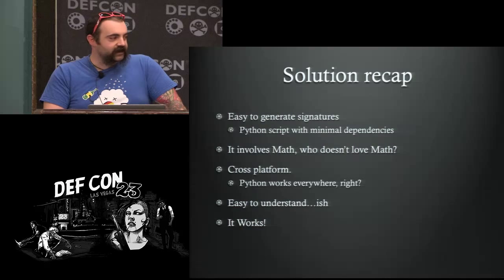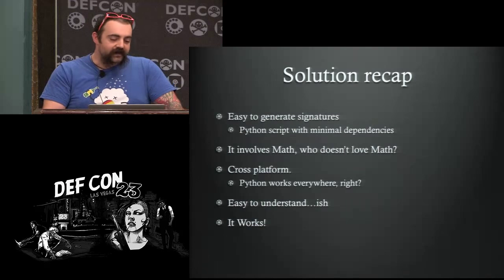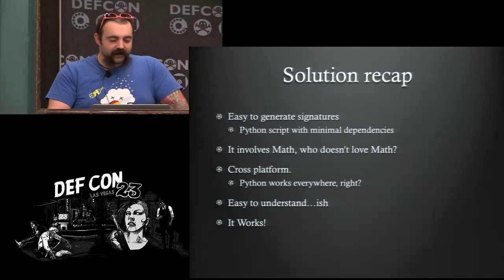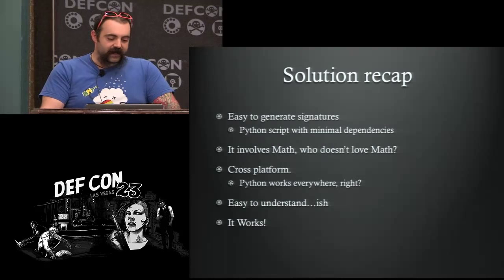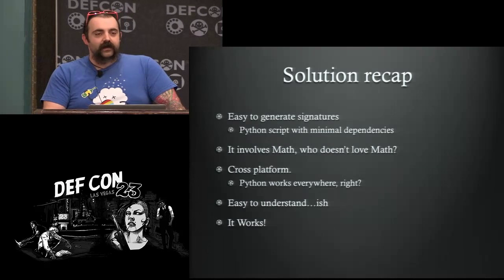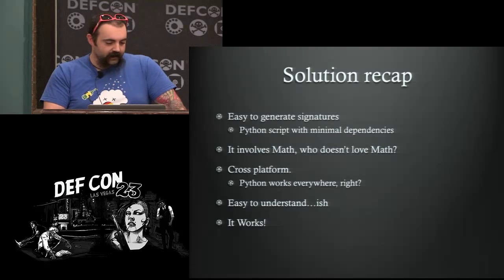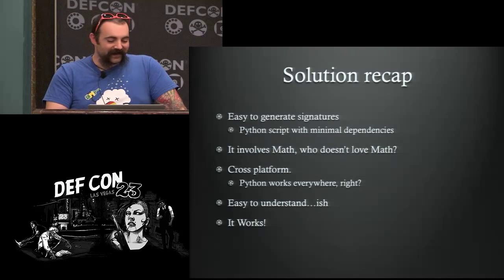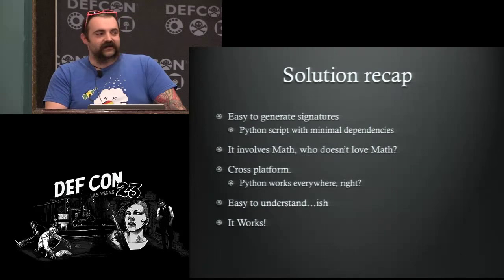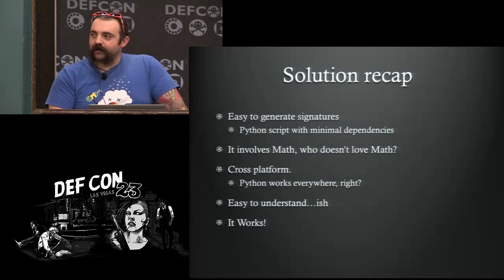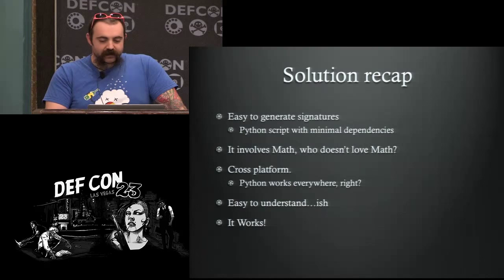So, right, let's go through this recap. The idea was easy to generate signatures. Had I had a working demo, you would have literally seen me type one command and the signature would have appeared out of nowhere. It would have been awesome. But I can show you later, I'm happy to. It involves math, right? Who doesn't love math? It's cross-platform. It's all written in Python, because Python's the new old Ruby. Uses Capstone engine. It's cross-platform. It met that requirement. It's mostly easy to understand. It involves a little bit of math, but hopefully not too bad, even for 5 o'clock on a Friday. And probably most important for me is it works.